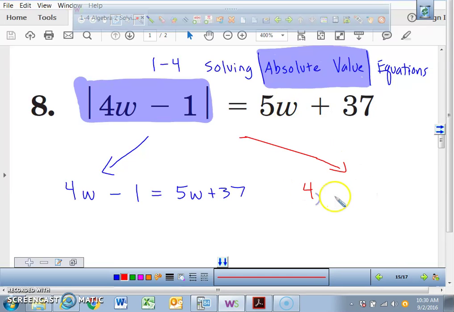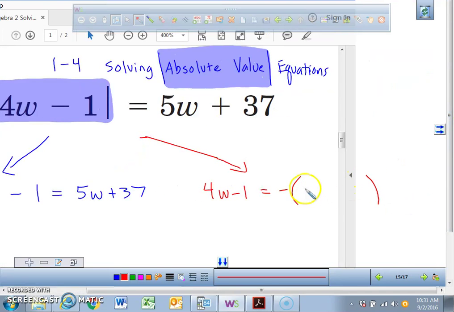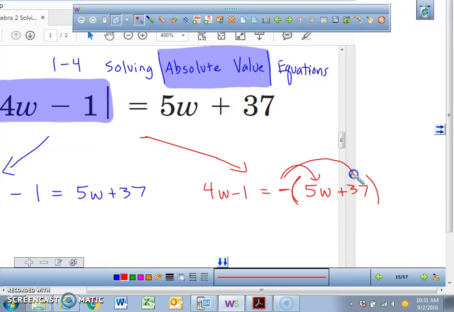4w minus 1 could also equal the negative algebraic expression of 5w plus 37. So what did I basically do? I put the 5w plus 37 in parentheses, and then what did I stick on the outside? Negatives. Okay? So what I need you to do first is distribute this negative to both numbers, please.